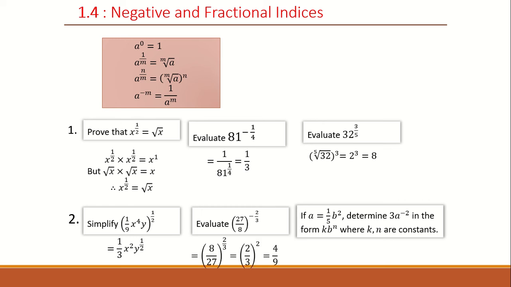Next question, you should have got 4/9, where you get rid of the subtraction to flip the fraction, which is 8 over 27 to the power of 2/3. Cube root everything to get 2/3 squared, and then square everything. The last question, you should have got 75b to the power of minus 4. Sub in a fifth b squared to a to get 3 times (1/5 b squared) to the power of minus 2. Expand everything and simplify to get 3 times 25b to the minus 4, to get 75b to the minus 4.